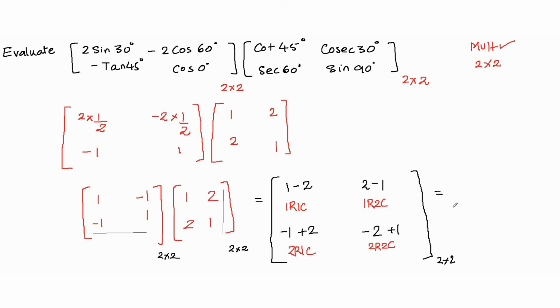Therefore, this is equal to 1 minus 2 is minus 1, 2 minus 1 is 1, and minus 1 plus 2 is 1, and negative 2 plus 1 is negative 1. So these are the 4 elements that we get, and therefore this is my final answer. So over here I just evaluated and simplified the trigonometric ratios, and I just used those values for multiplication, and then following the basic rules of matrix multiplication, I was able to solve this particular problem. So again, pausing for a few seconds before moving on.